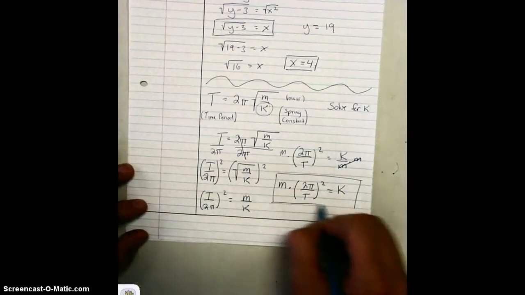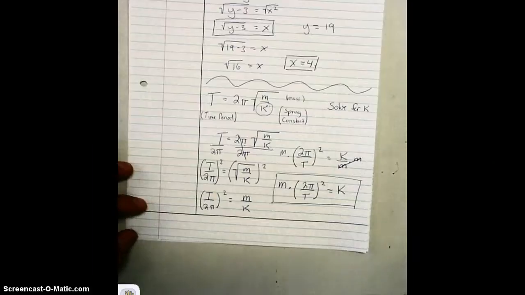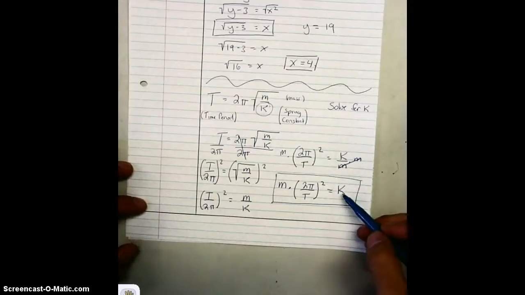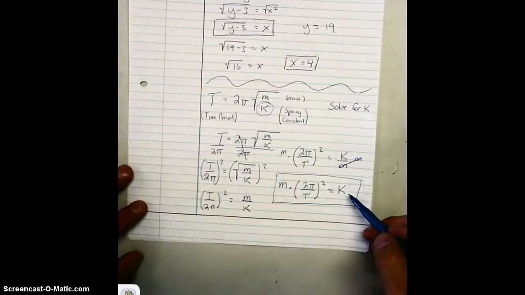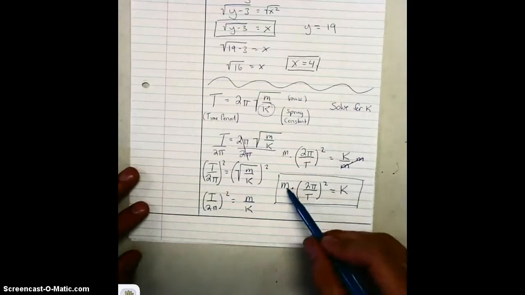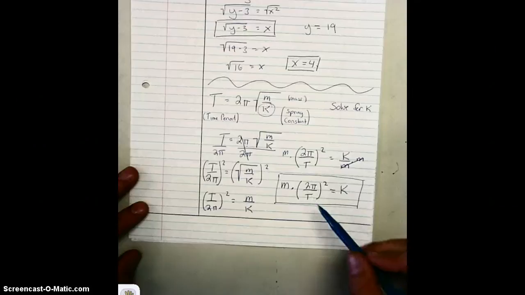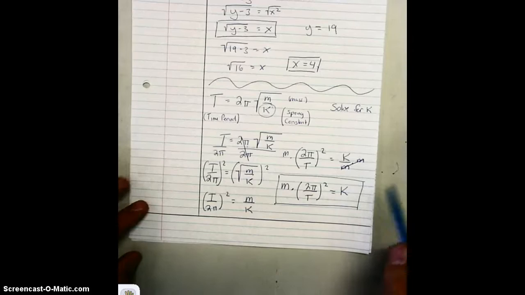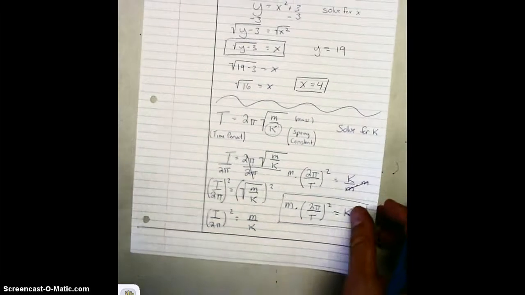We solved for k, we got it by itself, we made sure it was in the numerator, and we got all the other variables on the other side. Once again, we didn't plug in any numbers for m or for T, and we're not finding a number right now. We are just solving for k. So this is a good example of solving for variables. I will do one more.